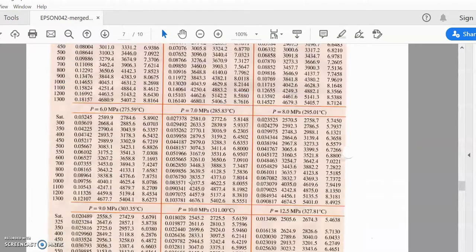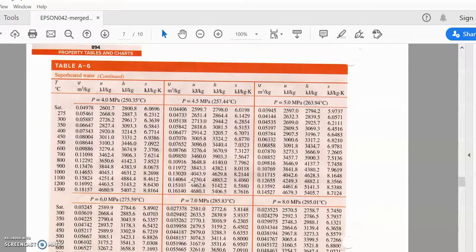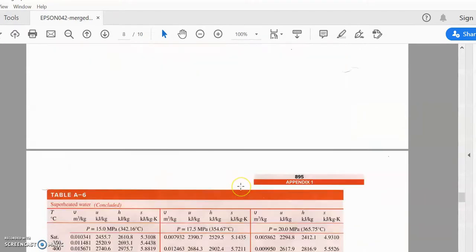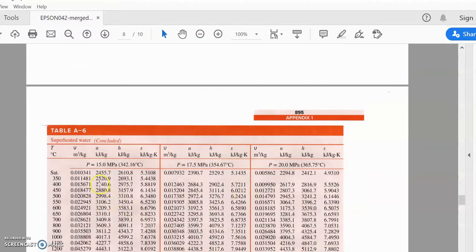If we go here, looking for 15 megapascals at a temperature of 350. So our specific volume here is 0.011481.